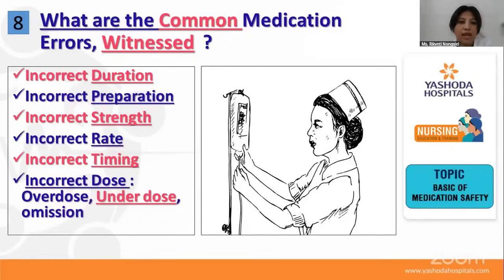So sometimes it causes errors. Instead of giving 2 mg, sometimes they may give more than that or less than that. So miscalculations, especially in the drop factor, are one of the most common errors, especially among trainee nurses or fresher nurses.